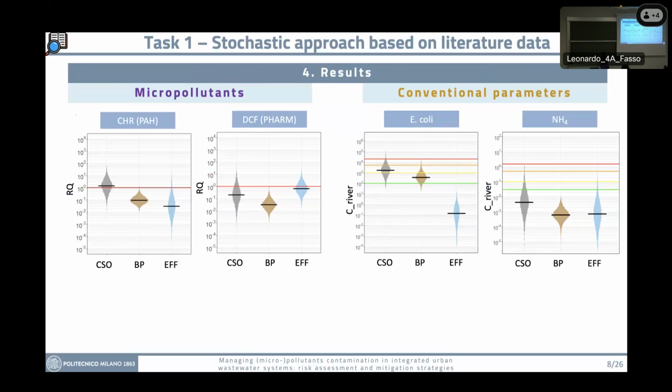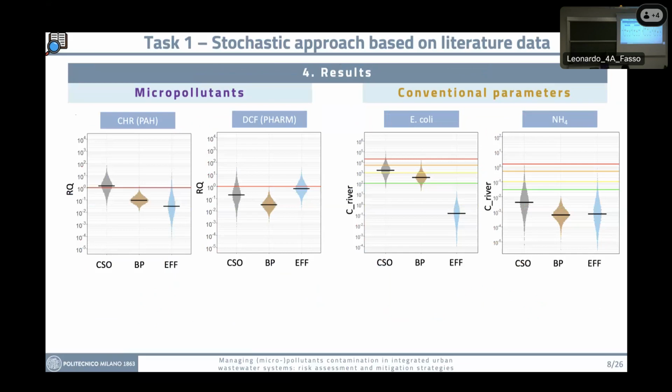We have here chrysin for micropollutants and diclofenac. And for the conventional parameters, we have E. coli and ammonia. And here, for the risk, you have the red line that indicates above we have risk, and below we don't have the risk. We have not high risk.